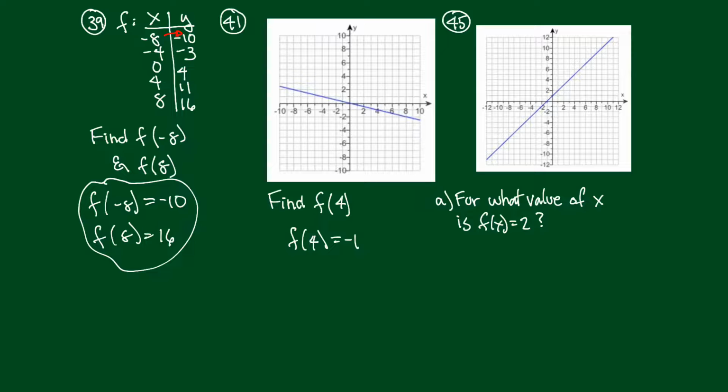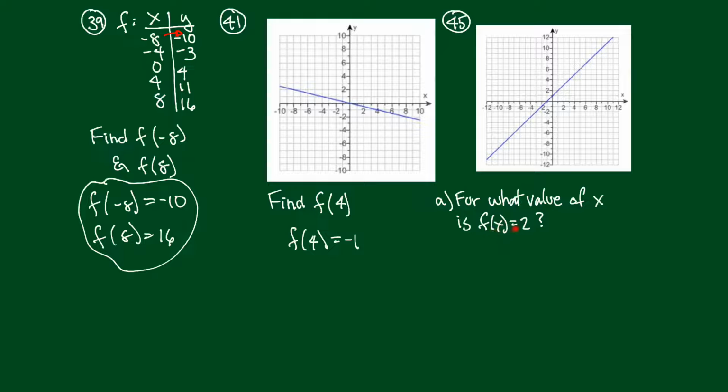Problem 45 gives us a function in terms of a graph. So we've got this straight line rising. And what we want to do in part A is this. For what value of x, so we want to find x, is f of x equal to 2? Now remember, that whole collection of symbols is an output. So we're given the output. The output is 2. What input produces 2 as the output?